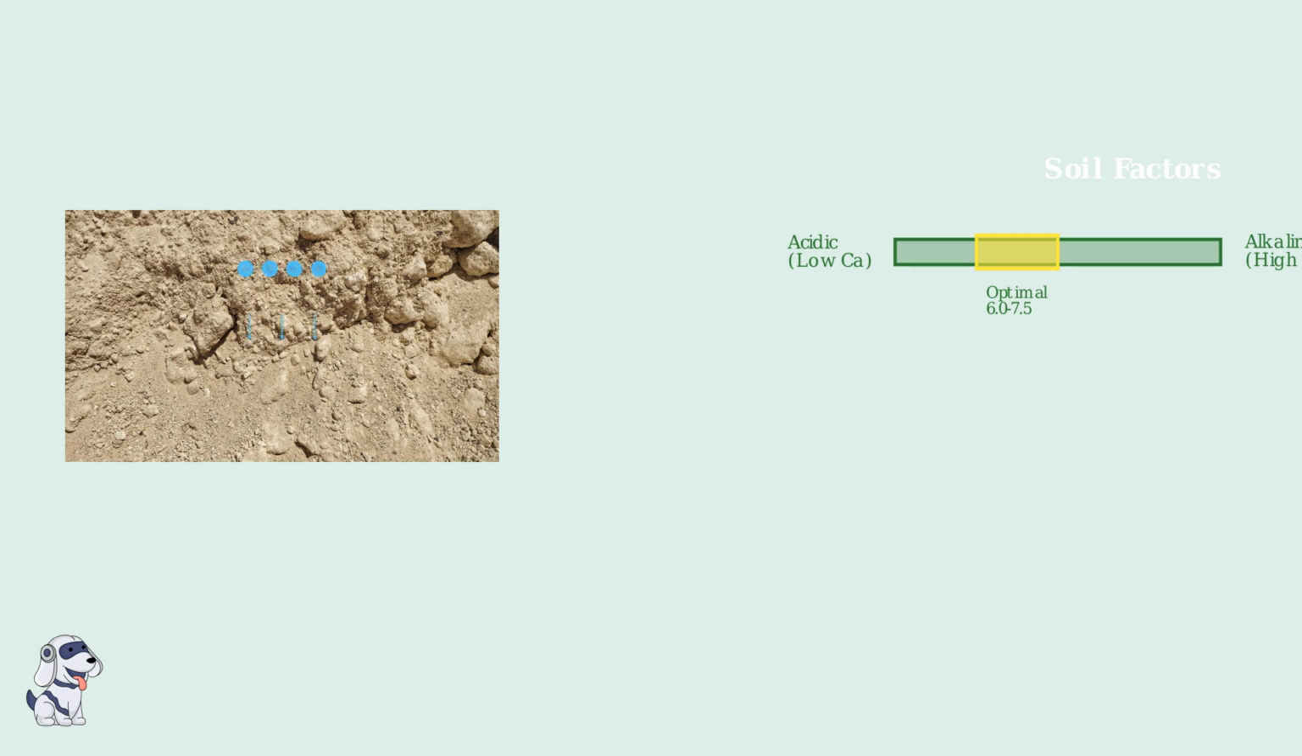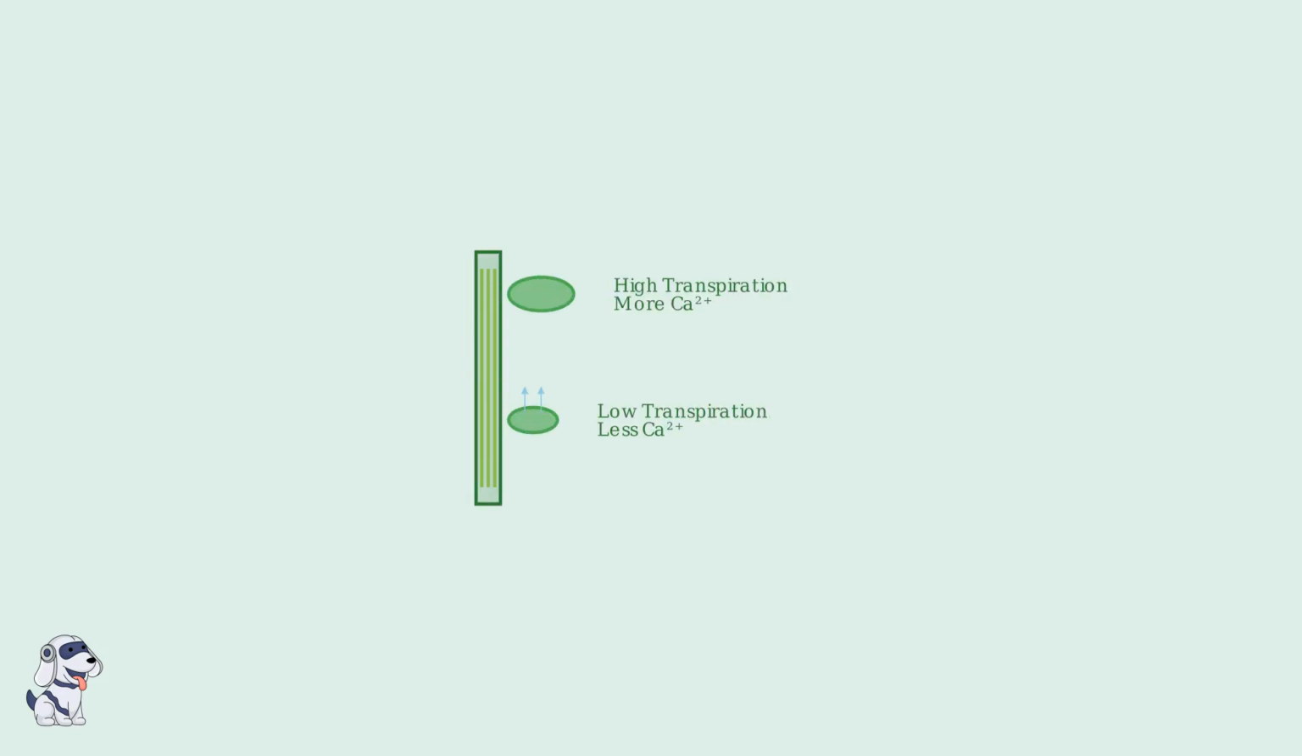Soil moisture is equally important. Calcium moves to plant roots through water in the soil. During drought conditions, calcium uptake decreases significantly, even when soil calcium levels are adequate. Transpiration rate significantly affects calcium distribution in plants. Calcium moves through the xylem with water flow, so tissues with higher transpiration rates receive more calcium. This explains why young, rapidly growing tissues often show calcium deficiency first.